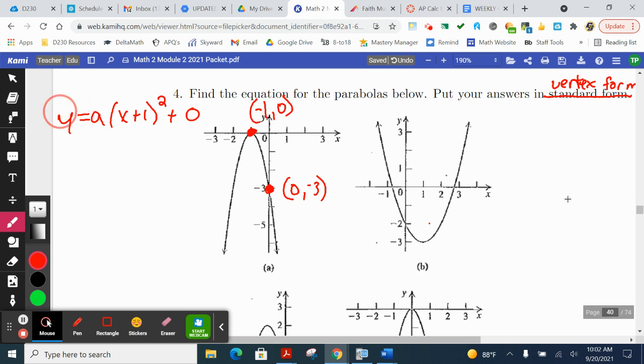That then means the y coordinate of that point is the -3. So I'm going to plug in a -3 right there. And then the x coordinate of that point is the 0. And then we're at the same spot we were at in the first three problems that we did today. We now need to solve this for a.